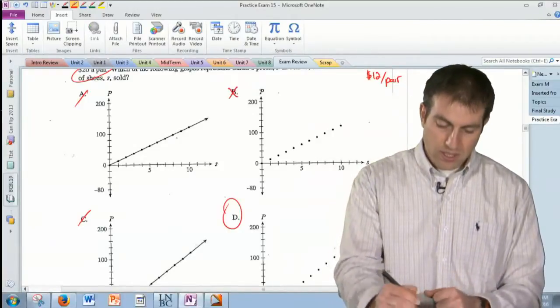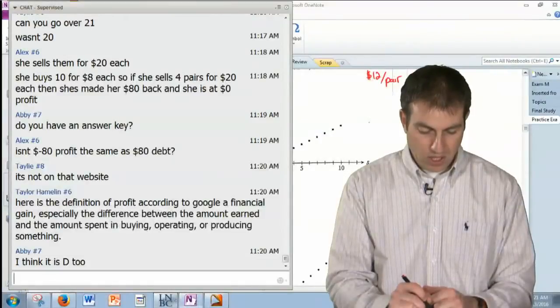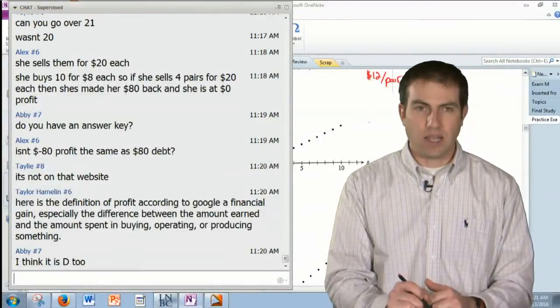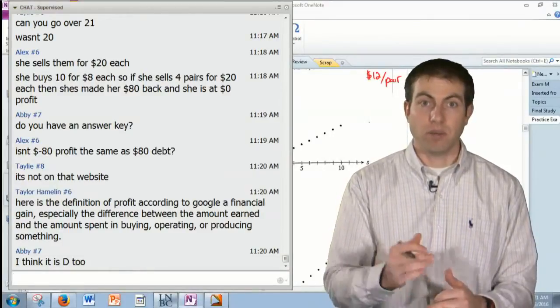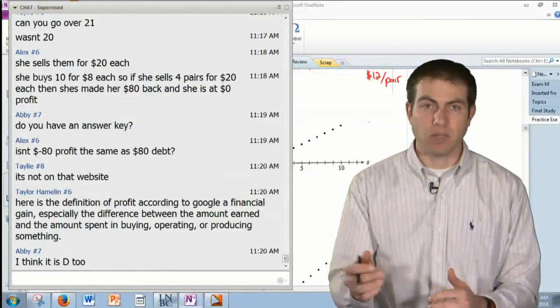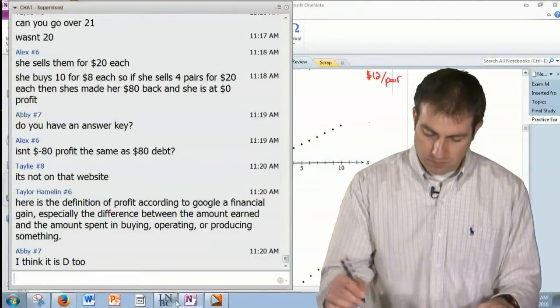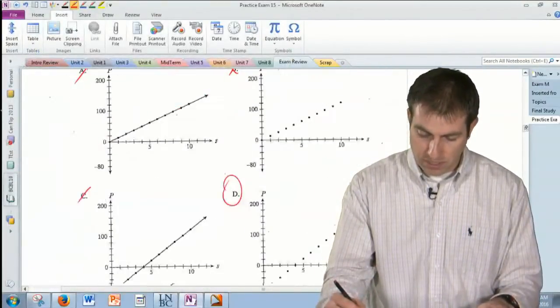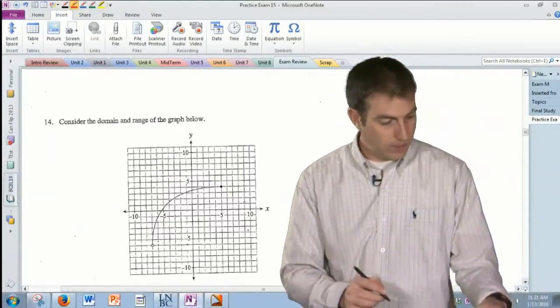It's not B. With Taylor's definition, we have that cost in there. I like what Alex said, once we've bought 4, we're back to 0, and then if I sell another pair after 4, I now start making money. I like that, that works for me. We'll go with that. So it's D. My gut was right. You guys have confirmed that. I shouldn't have doubted myself, just like you, when you're on your test, shouldn't doubt yourself.